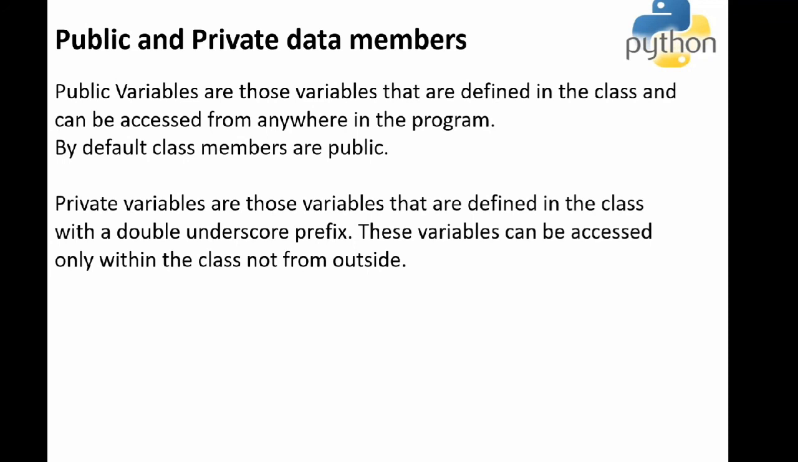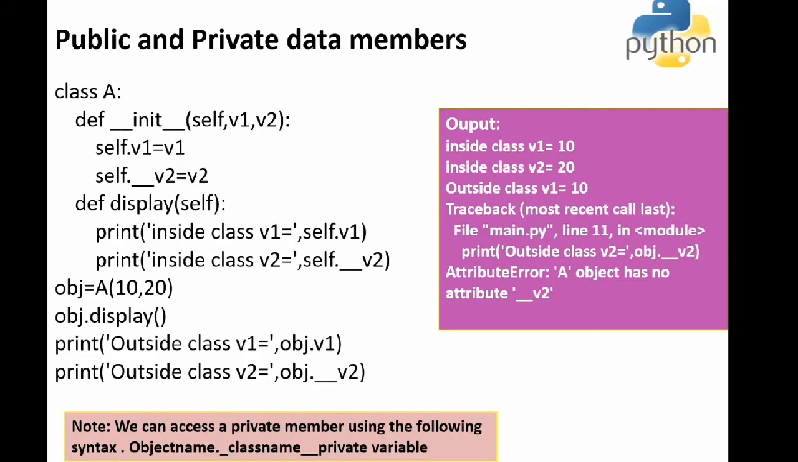But a private variable can be accessed only within the class. Even outside the class in the same program, it is giving me an error. It says the object has no attribute __v2. You cannot access the private member even from outside the class, so it gives me an error. But if I call the display method, because the display method is inside the class, I can access the private members from within the class. Other than that, even from outside the class, or in the derived class, or in the same package, or a non-subclass in a different package, or anywhere, we cannot access the private members.